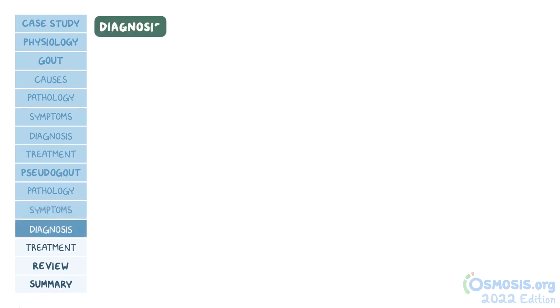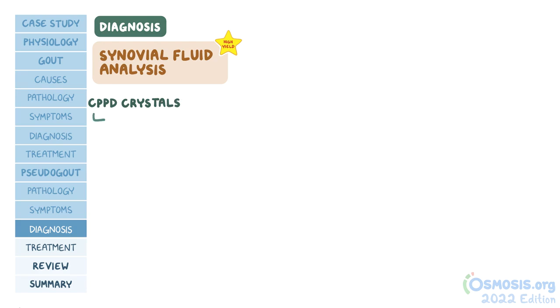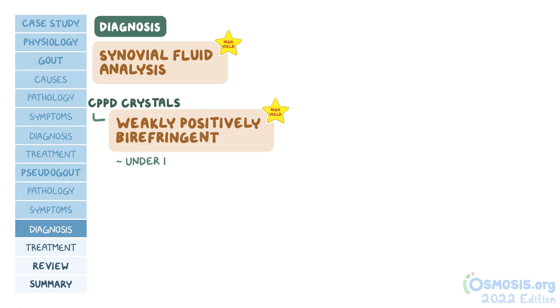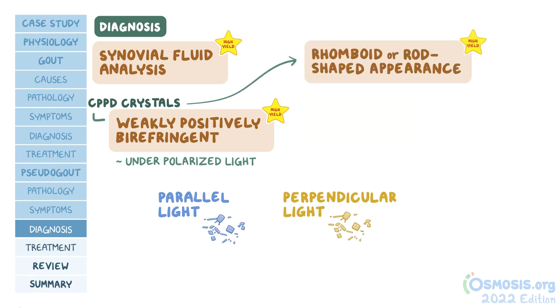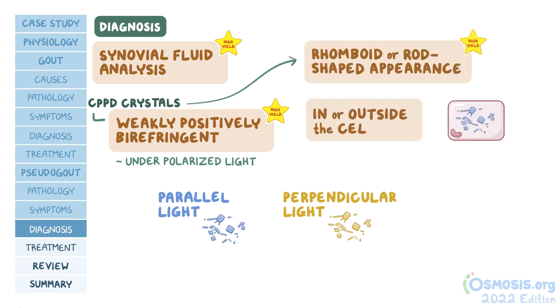Since the symptoms are similar to gout, the definitive diagnosis requires synovial fluid analysis. CPPD crystals might not be as evident as monosodium urate crystals, as they are weakly positively birefringent under polarized light, which means they have the opposite pattern seen in gout. They are blue under parallel light and yellow under perpendicular light. They also have a rhomboid or rod-shaped appearance and can be seen either in or outside the cell. In addition, because CPPD disease and gout can coexist, monosodium crystals might be observed as well.